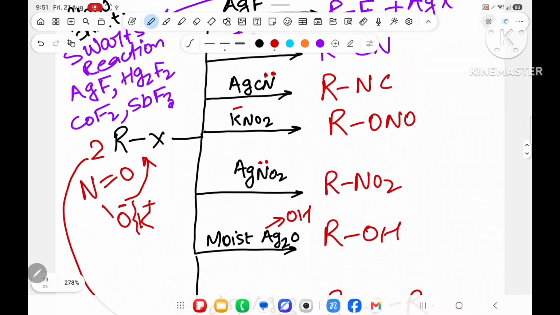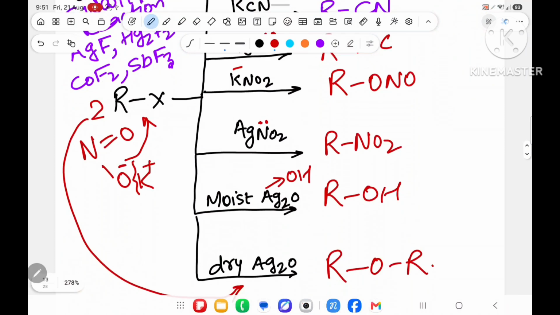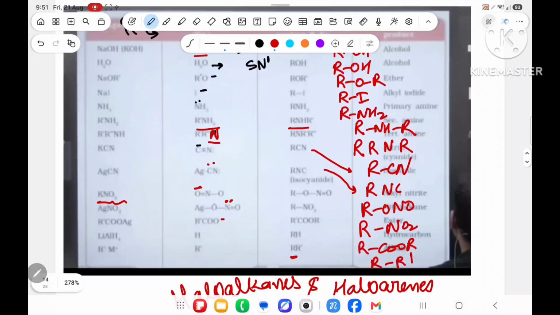So I hope up to now you have understood this flow chart. See how many things you have to remember. First this flow chart, then after that all these reactions. Then you have to see what is going to happen inside the particles of this reaction. Understood everyone? Yes sir, understood.